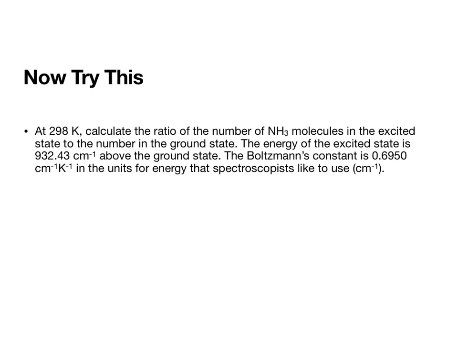Okay, so you now try this. At 298 Kelvin, room temperature, calculate the ratio of the number of ammonia molecules in the excited state as compared to the number in the ground state. The energy of the excited state is going to be 932.43 centimeters negative 1 above the ground state, and the Boltzmann constant in useful energy units is given to you.